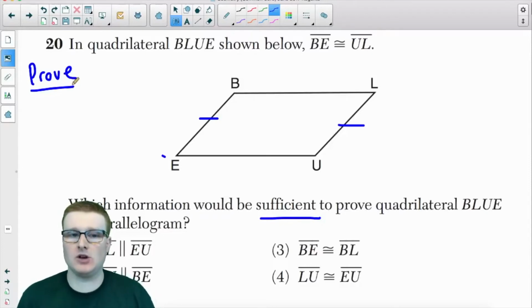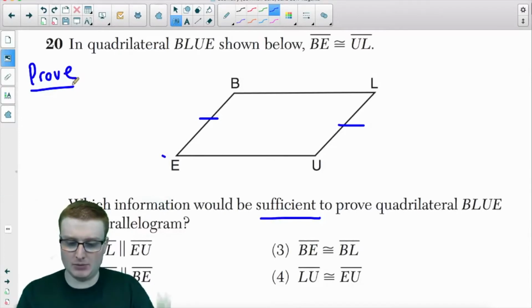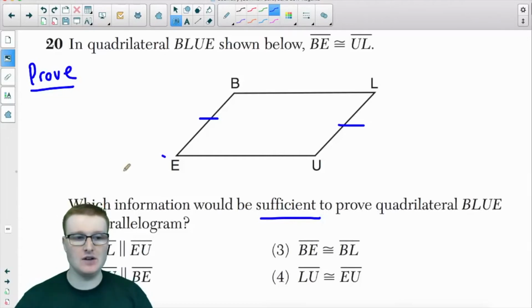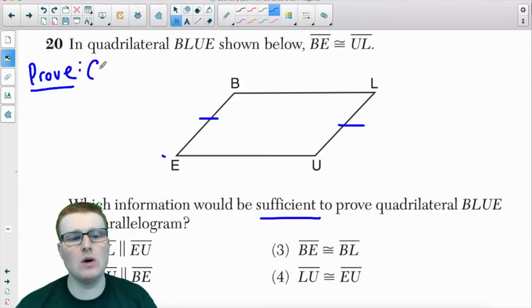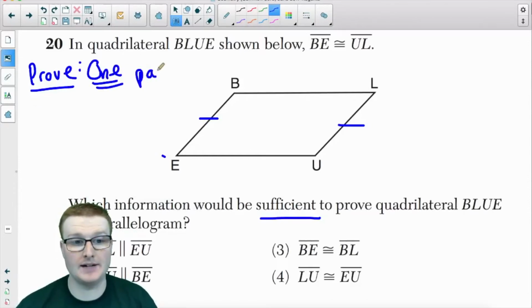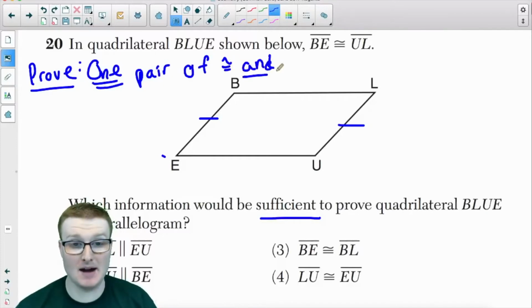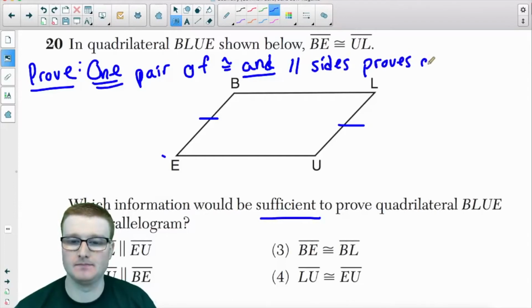There's many ways to prove a parallelogram. You could prove two pairs of parallel sides are present. You could prove two pairs of opposite sides are congruent. You could prove the diagonals bisect each other. You could prove all this other stuff. But the one thing that they want you to know is, do you know that just one pair of congruent and parallel sides proves a parallelogram? Did you know that? You should.